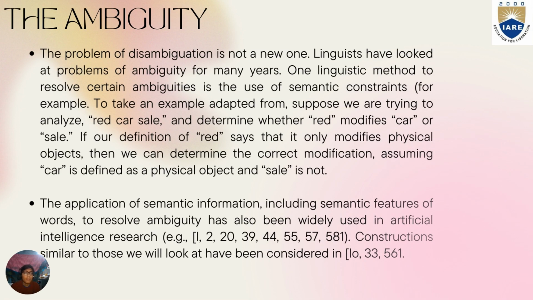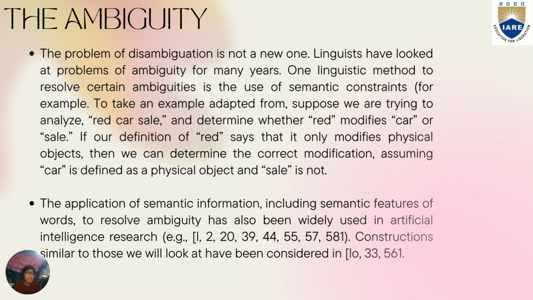The problem of disambiguation is not a new one. Linguists have looked at problems of ambiguity for many years. One linguistic method to resolve certain ambiguities is the use of semantic constraints. To take an example adapted from prior work, suppose we are trying to analyze "red car sale" and determine whether "red" modifies "car" or "sale". If our definition of red says that it only modifies physical objects, then we can determine the correct modification, assuming car is defined as a physical object and sale is not.